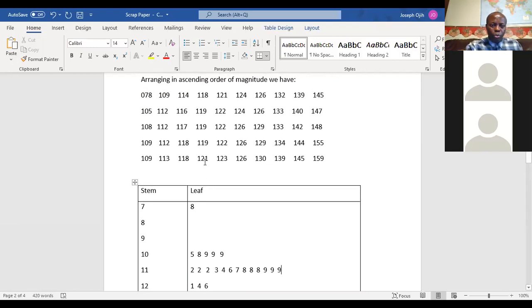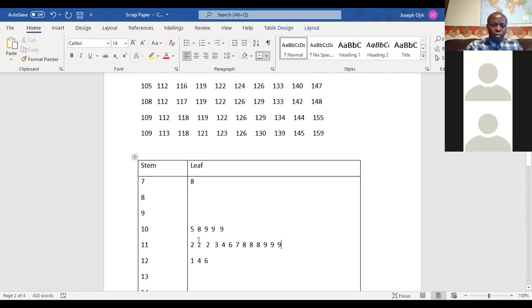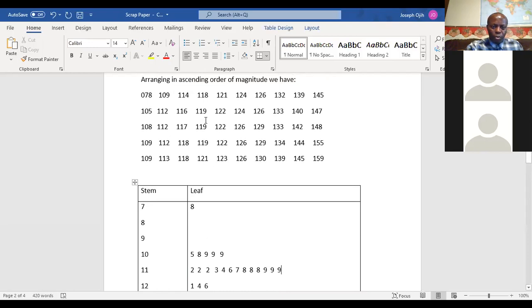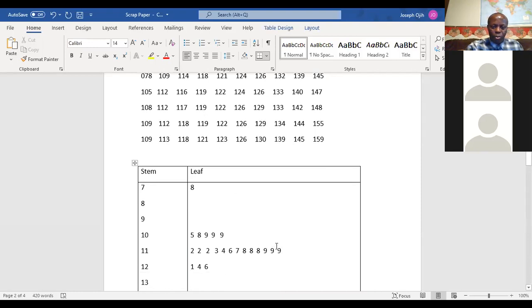Then 121, one more. See, 119 is 3 of them: 1, 2, 3. Yep, see the 9 right here: 1, 2, 3. I got it.